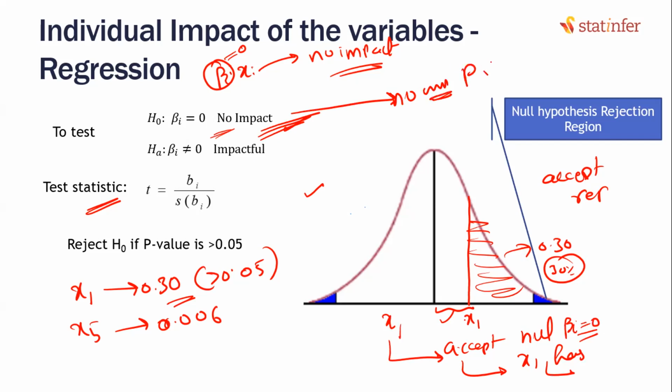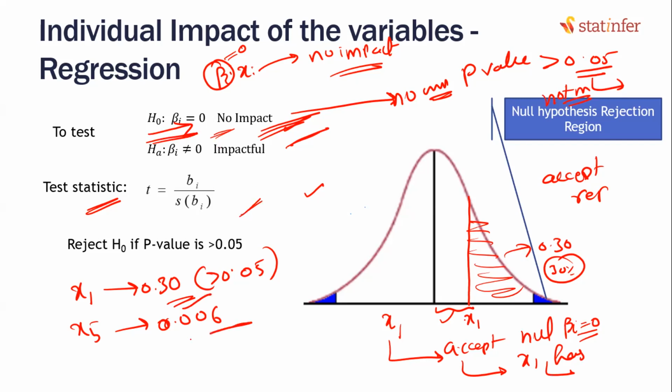Do you remember in regression, if the p-value is greater than 0.05, what did we say? Impactful or not impactful? Not impactful. Do you remember it? So behind the scenes, the p-value is calculated. Here, the null hypothesis is no impact, beta is 0. Then based on that, the test statistic is created.